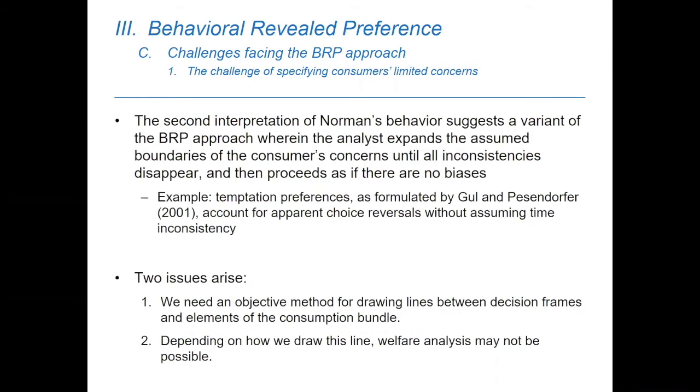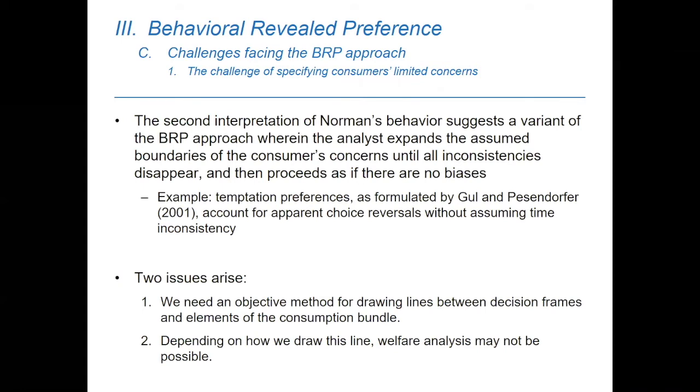So this second interpretation of Norman's behavior suggests a variant of the behavioral revealed preference approach, wherein the analyst just expands the assumed boundaries of the consumer's concerns until all the inconsistencies just disappear. And then we proceed as if there are no biases at all. An example of this would be the theory of temptation preferences as formulated by Gul and Pesendorfer, which accounts for apparent choice reversals without assuming time inconsistency. It says that those reversals are not actually reversals because the bundle that people really care about is more complicated.